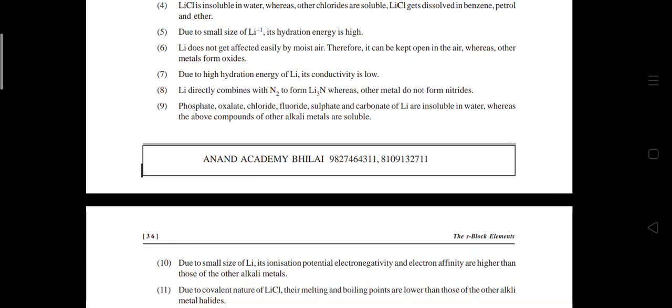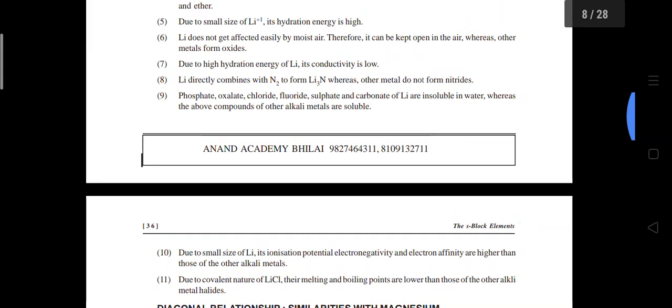Due to small size of lithium ion, its hydration energy is high. Lithium does not get affected easily by moist air, therefore, it can be kept open in the air, whereas other metals form oxide.